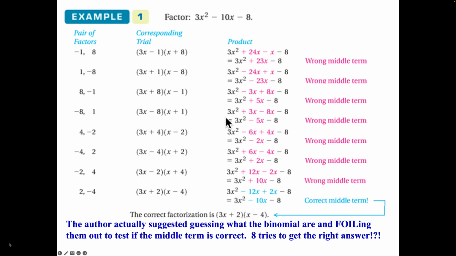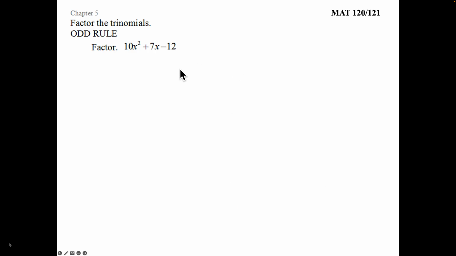I've done this so many times that I've finally discovered that all this right here can be condensed down to 3 possibilities. All these trinomials in ax squared plus bx plus c, there are 3 distinct patterns. The first one is the odd rule. The odd rule happens about 55% of the time. And the reason I call it the odd rule is because your middle term is odd.